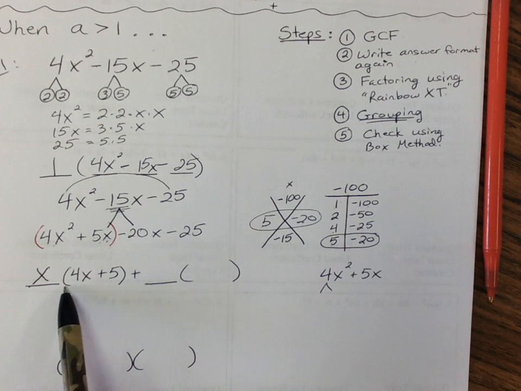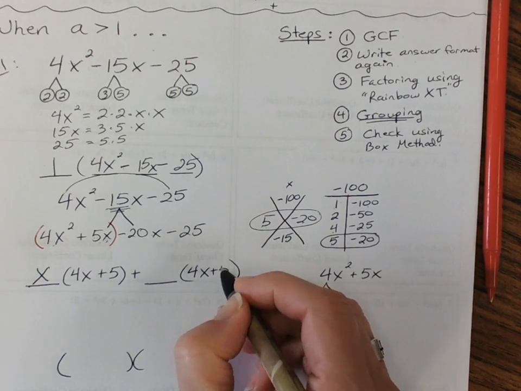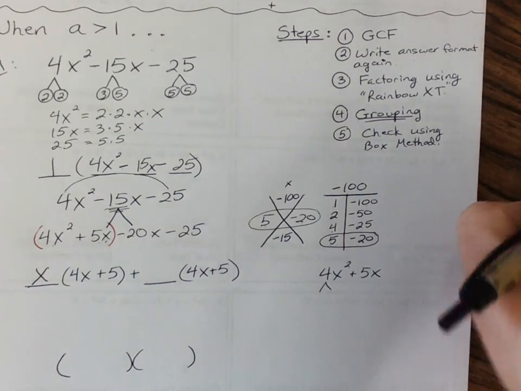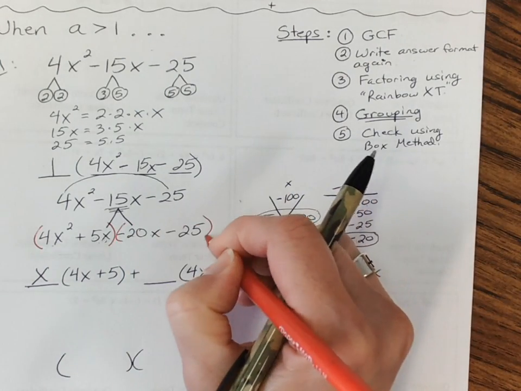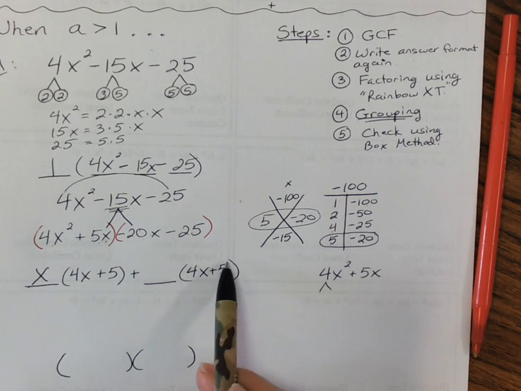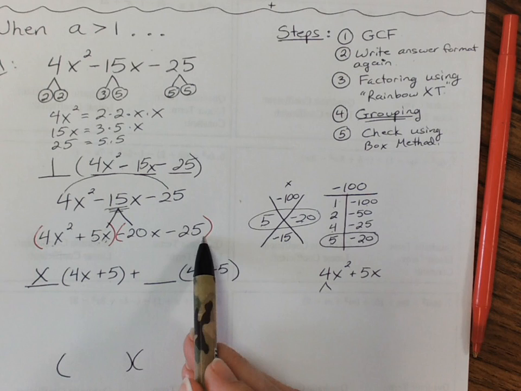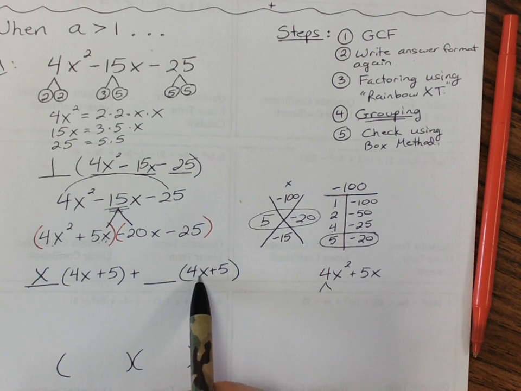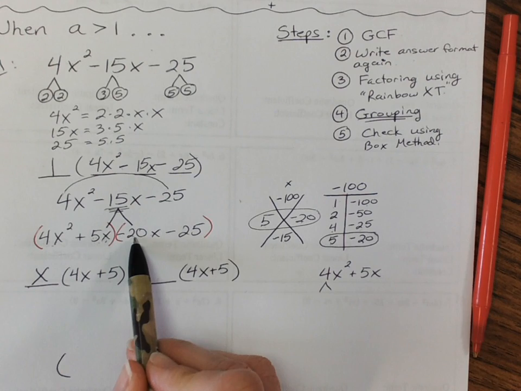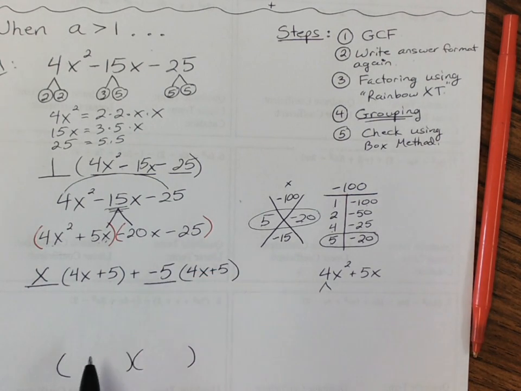Now whatever you have in this parentheses, you're always, always, always going to put in this parentheses. So that's going to make life easy. Now I'm going to look at this second grouping, and I'm going to say, okay, this second part of the grouping graphic organizer has to equal what's in here. So 4x times what is going to give me negative 20x? That's right, negative 5. So this is a negative 5.